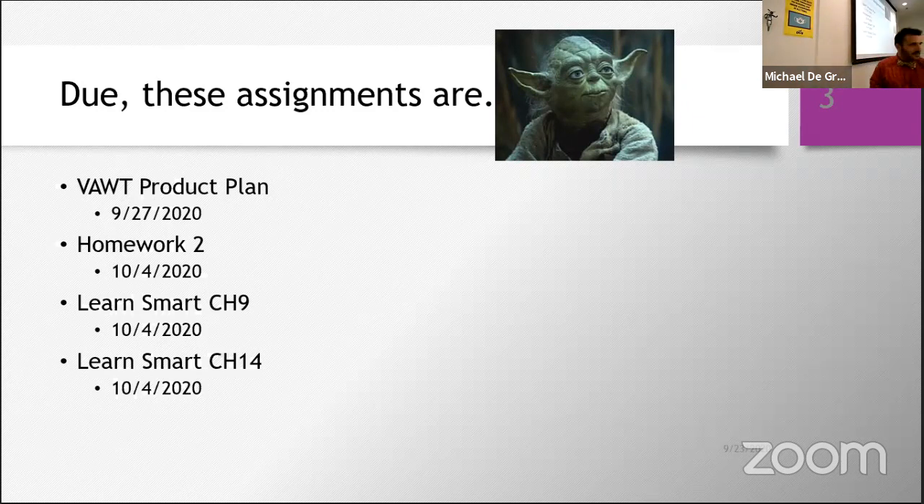All right, so we've got some things due now, right? And this is going to take us out for the next couple of weeks. This is going to carry us through our topic 2 assignments here. The VOT product plan. We'll talk a little bit about this in a second, but this is a vertical axis wind turbine product plan, and this is going to feed directly into our term project later. So we're going to cover this in a few minutes. Then we've got homework 2 and 2 more Learn Smarts, chapter 9 and chapter 14. Those are due on the 4th.